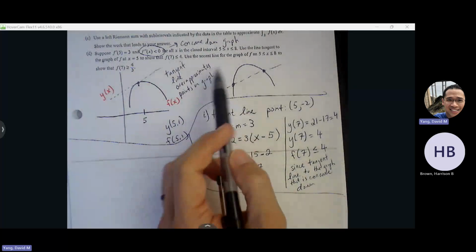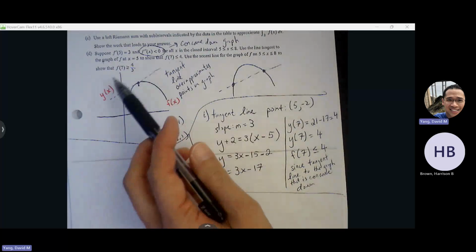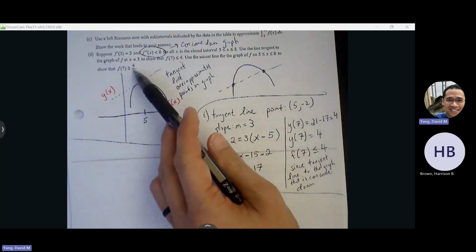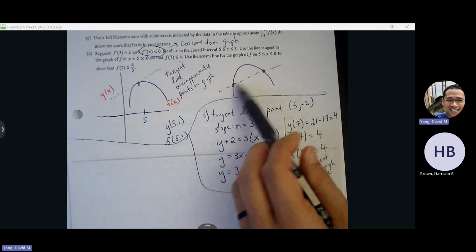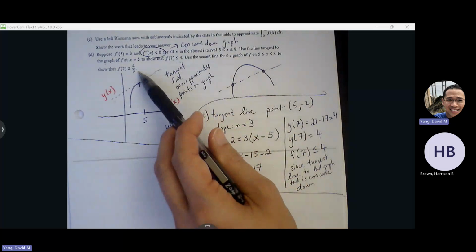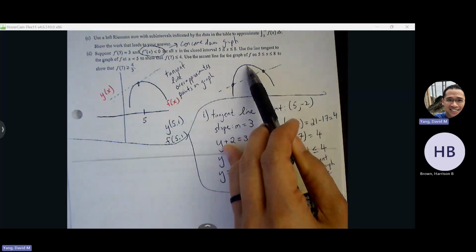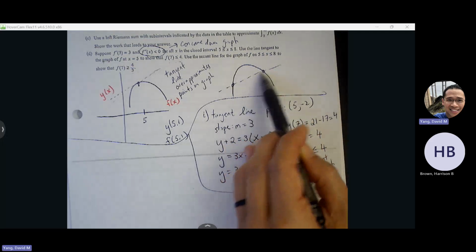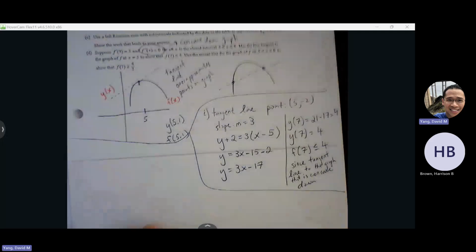So that's the first part. Second part, use the secant line to show that f of 7 is greater than or equal to 4/3. I think what they're going to try to get at is if I can show that this approximation using the secant line is 4/3, then I know that f of 7 must be higher than 4/3. So I'm going to create the equation of the secant line here.